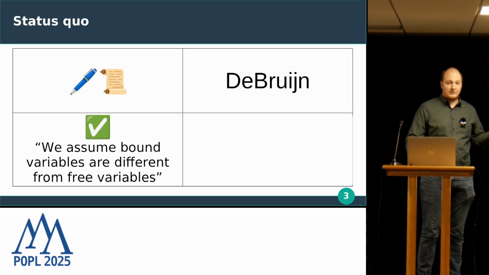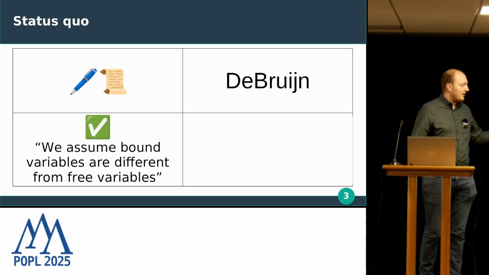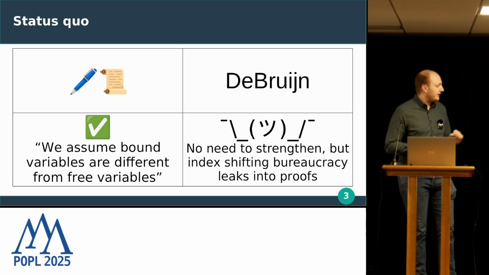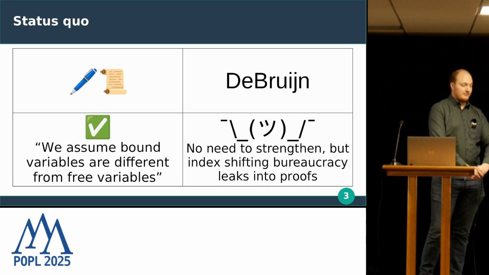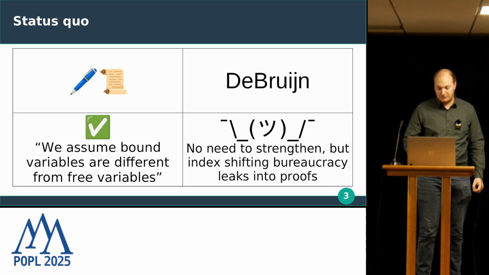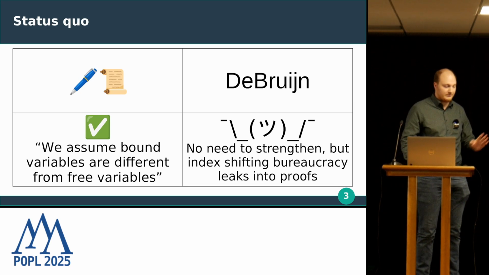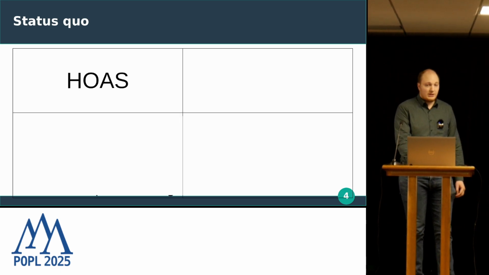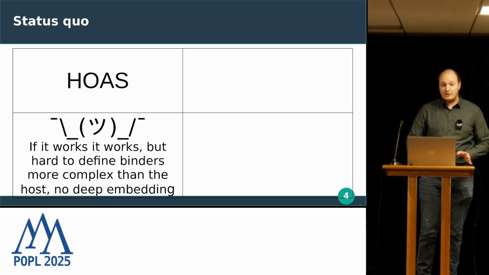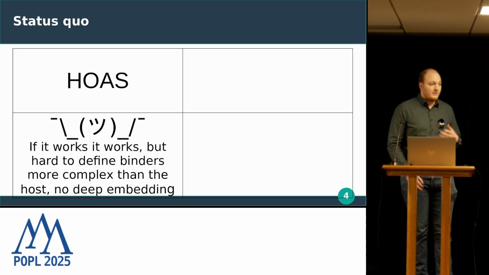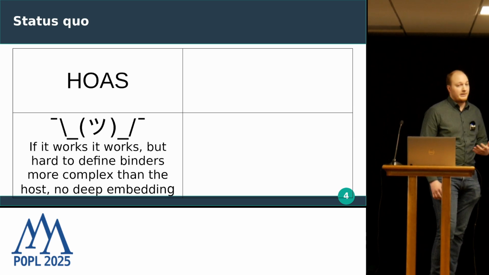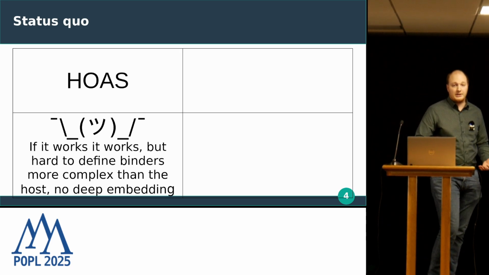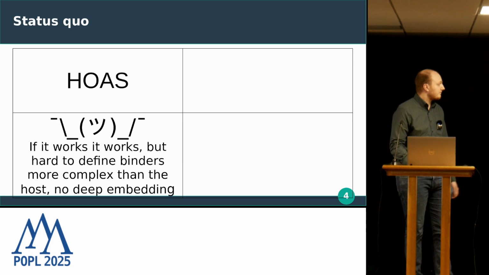Then it depends a bit on the representations in theorem provers. For de Bruijn, we do not need to strengthen anything. However, in the proofs, we then get shifting bureaucracy with the substitution. There are techniques to avoid that, but that's the main issue with naked de Bruijn. Higher order abstract syntax, if it works, is great. However, it's hard to model binders that are more complex than what the host language provides. And also for some proofs, having a deep embedding of a language is better.